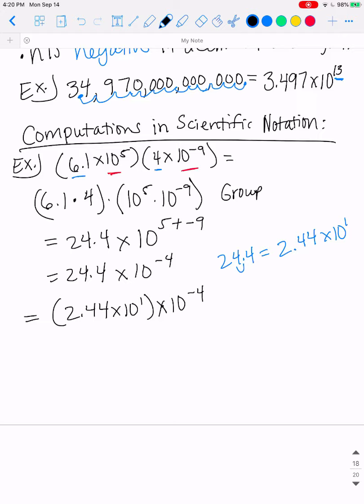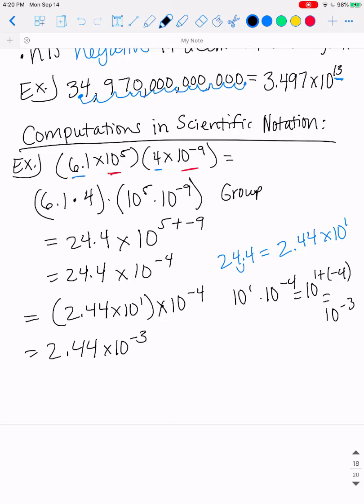Now I can group the 10 to the first and the 10 to the negative 4. Combining those, I accidentally put a negative, sorry about that. That's going to be 10 to the 1 plus negative 4, which is equal to 10 to the negative 3. So that's our answer, 2.44 times 10 to the negative 3. Great job.